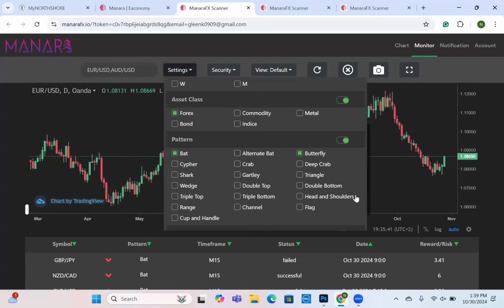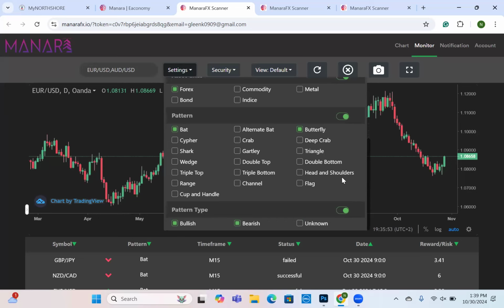Manara trades on pattern. Everybody has their ways of trading. Some people will do top-down analysis. Some people will do support and resistance. Some people will do Fibonacci. Different ways of trading, right? Some people will use indicators, different things. But Manara uses pattern, and that's why you have different patterns here.